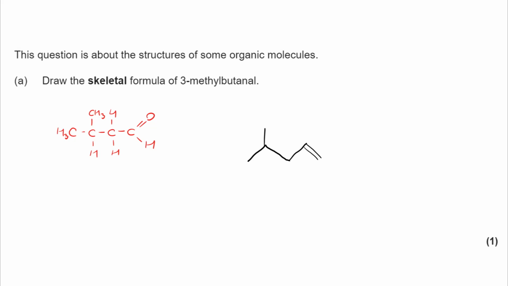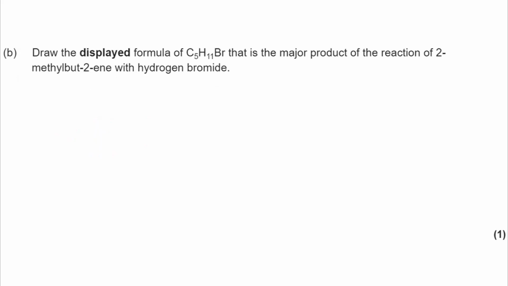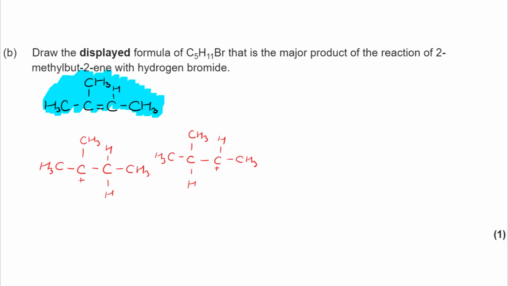When we move on to part B, the displayed formula of C5H11Br, that's the major product of the reaction between 2-methylbutene with HBr. Well, this is the structure of the alkene, and I'm not drawing the mechanism out, but there are 2 different carbocations that could be formed after the H from the HBr has attacked. I could have the carbocation on the left or the carbocation on the right.